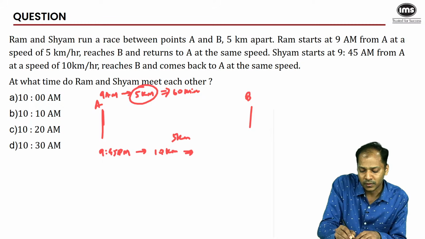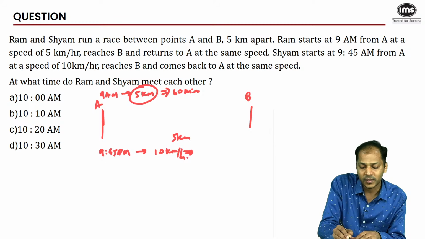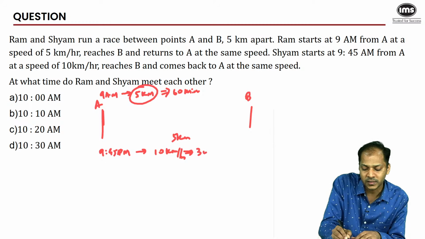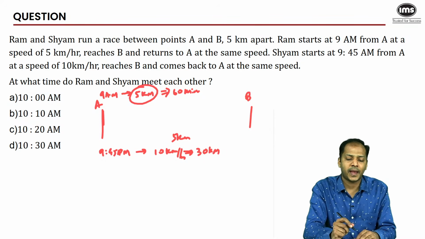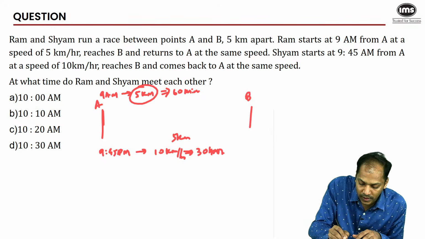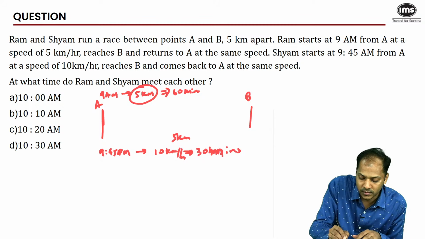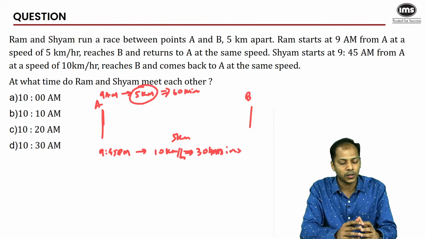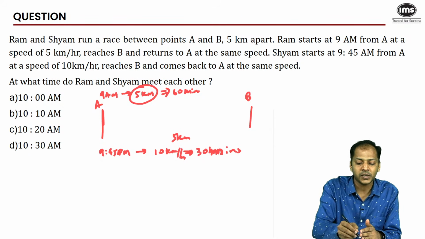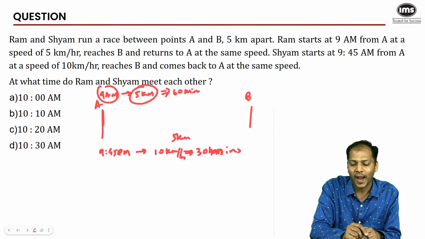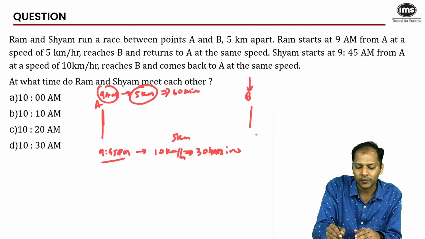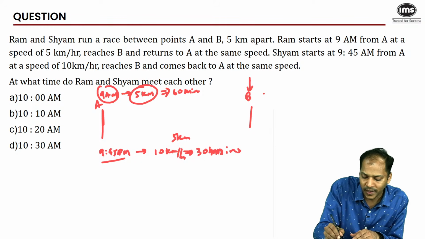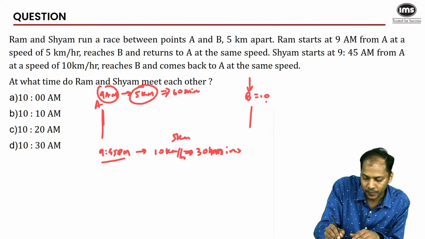Whereas for this person, 10 kilometers per hour and the distance is 5 kilometers. So this person only takes 30 minutes to cover the entire distance. Now, the first person had started at 9 o'clock. At 10 o'clock, this person would be exactly at B, whereas the one who started at 9:45 would reach here at 10:15.